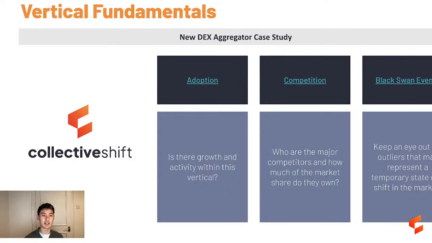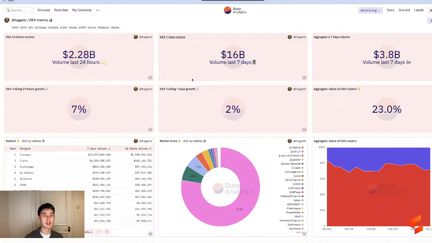Or it could represent a huge, fundamental shift in the way that vertical is operating, or the way that protocol is operating. So definitely something to keep an eye out for. So I'll hop into some Dune dashboards that'll showcase some of these. So we'll start with, I believe, adoption of DEXs.